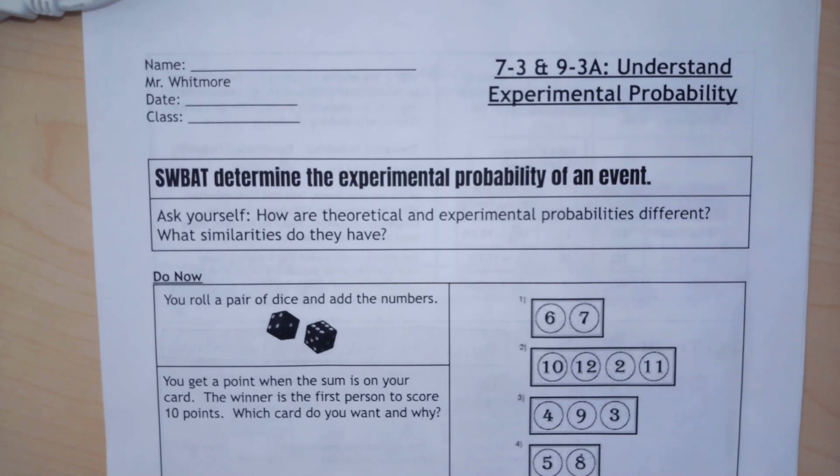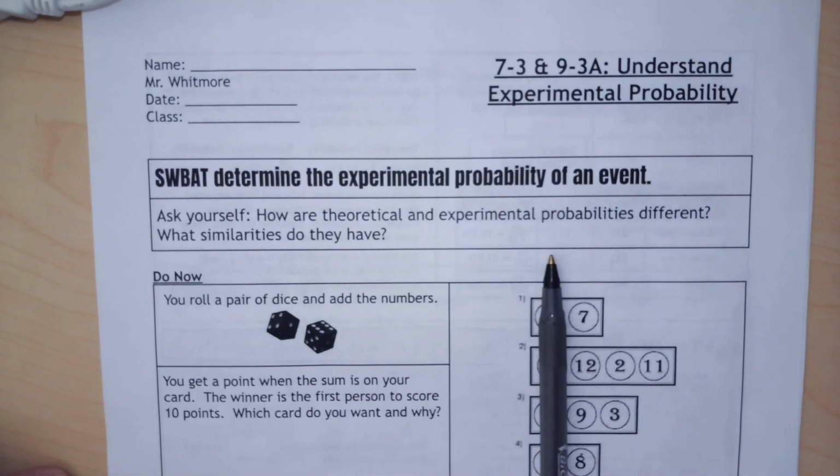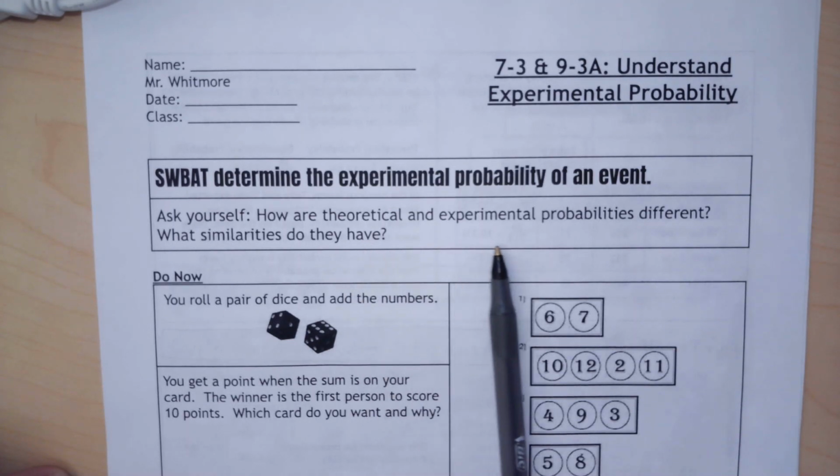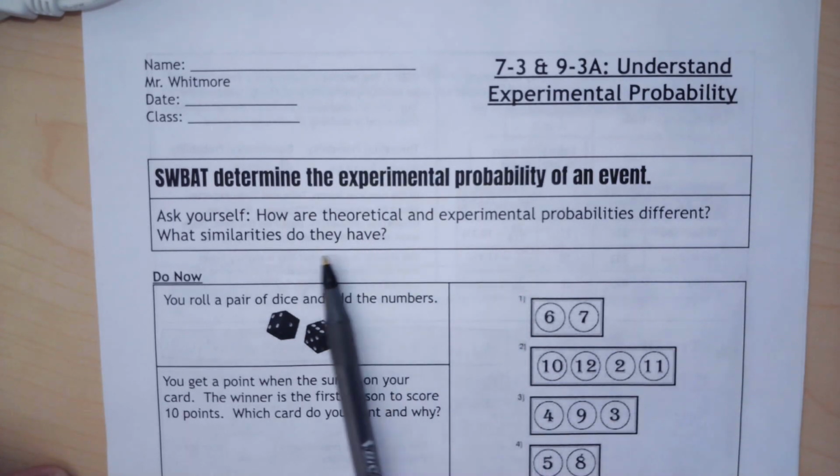So when you did a problem where someone was rolling a dice 100 times, the theoretical probability is what you expect would happen after those 100 times, and the experimental probability is what actually happened. So today we're going to determine the experimental probability of an event, and think about how our theoretical and experimental probabilities are different and what similarities they have.